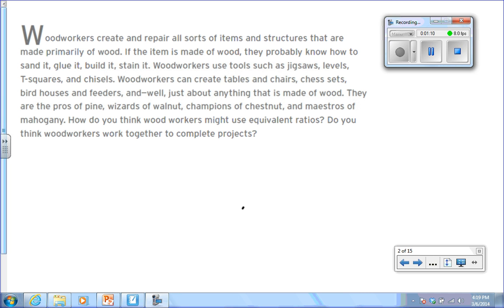How do you think the woodworkers might use equivalent ratios? Do you think woodworkers would work together to complete projects? Okay, so you have some space here. I'd like you to think about that question. How do you think woodworkers might use equivalent ratios? And then, do you think woodworkers work together to complete projects? I mean, the second one is obvious. Woodworkers do work together, or they can, but they don't have to. But I want you to use this space in your book to write an answer to that.